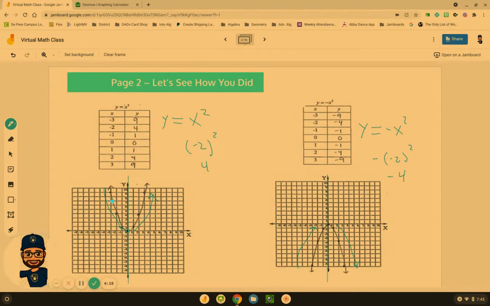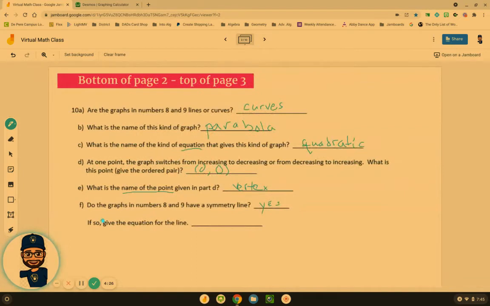And if I plot a point at 3, it's 3 away. It's also 3 away to the other side. That's that line of symmetry. And what you'll notice is the line of symmetry goes through the vertex.